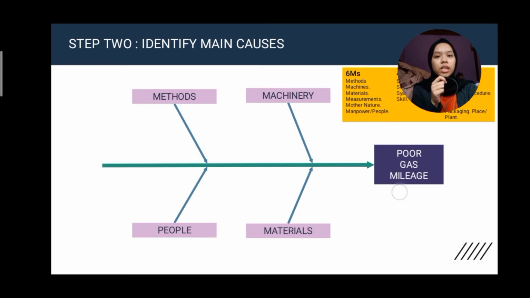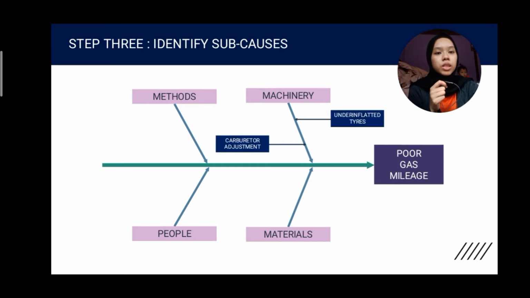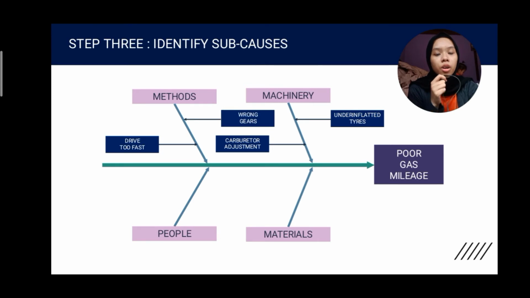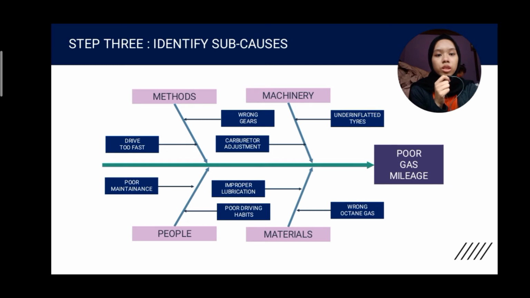Next step is step 3, identify sub-causes. Sub-causes are the causes that lead to poor gas mileage. For example, underinflated tires and carburetor adjustment listed under machinery, and wrong gears and driving too fast listed under methods, and wrong octane gas and improper lubrication listed under materials, and poor maintenance and poor driving habits listed under people.